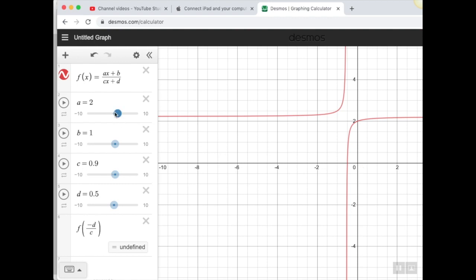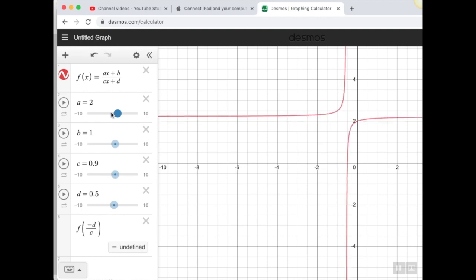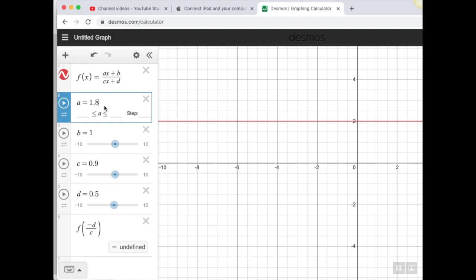Well, let me get back to the line just so that we can see. I think that was 1.8. Then we're going to have a hole in the graph. The hole isn't visible. We're going to have a hole right here. But you can't see it unless you zoomed in enough.